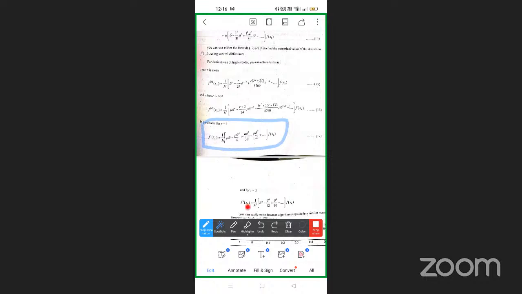Second derivative: f''(xk) = (1/h²)[δ² − δ⁴/12 + δ⁶/90]. So these are the first derivative and second derivative formulas in central differences.